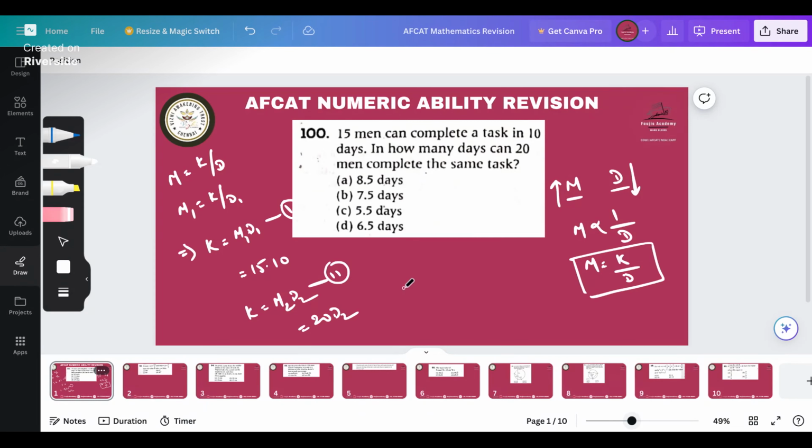Now, equating the value of K on both sides, M1 D1 will be equal to M2 D2, which is the kind of formula you must have learned in different formula books. This is what they tell you, and this is how exactly we reach it. So M1 D1 is 15 into 10, which is equal to 20 into D2, which means D2 is equal to 15 into 10 divided by 20, which is nothing but 7.5.